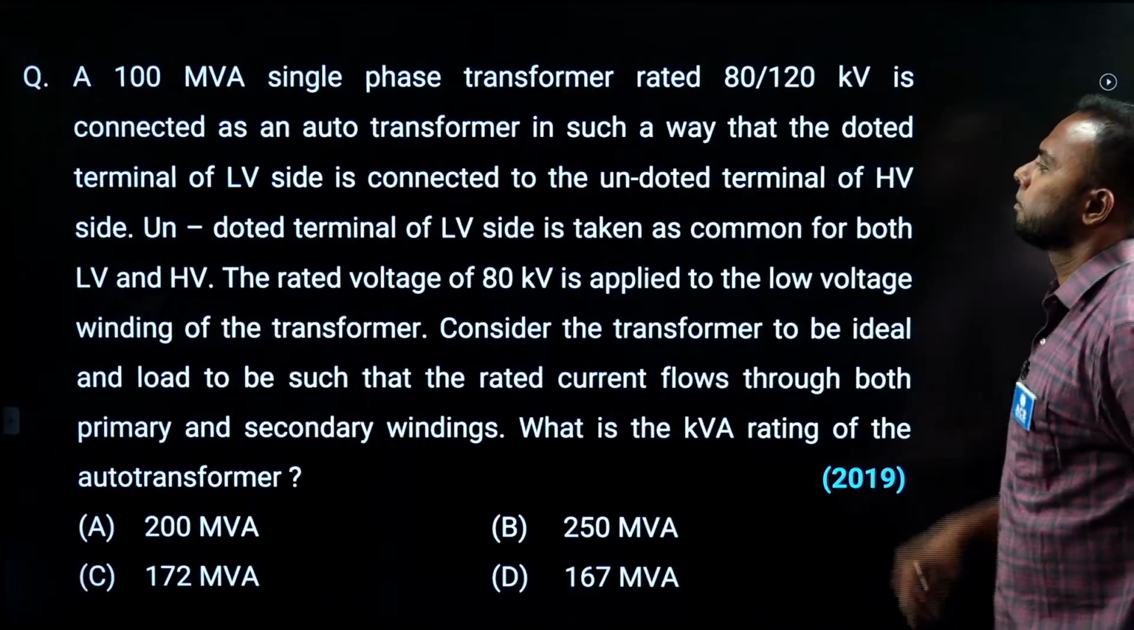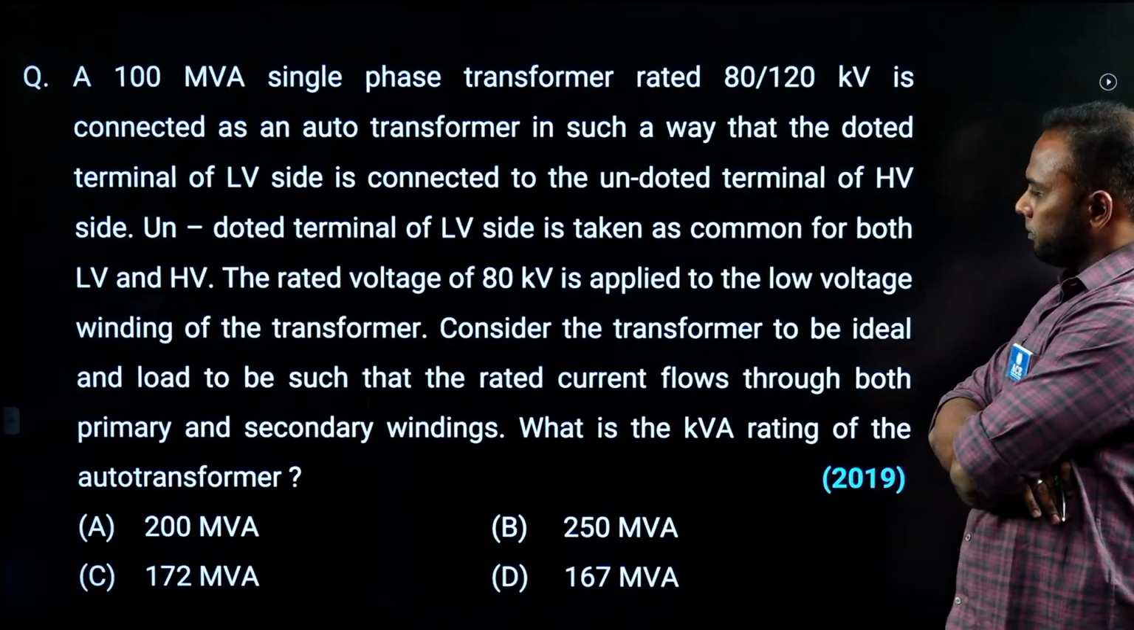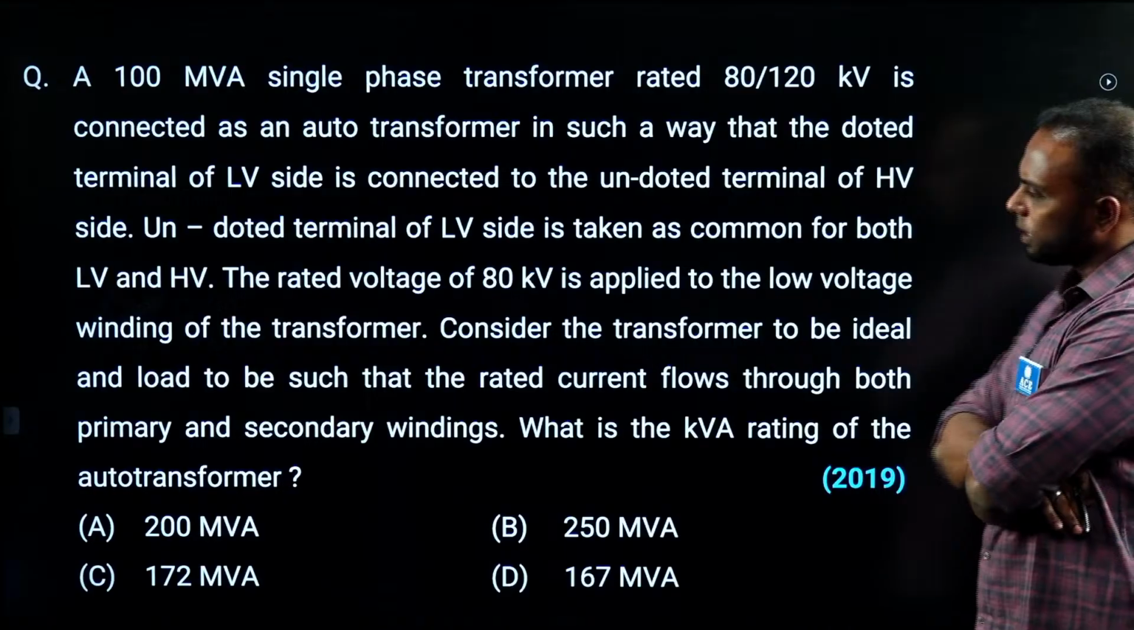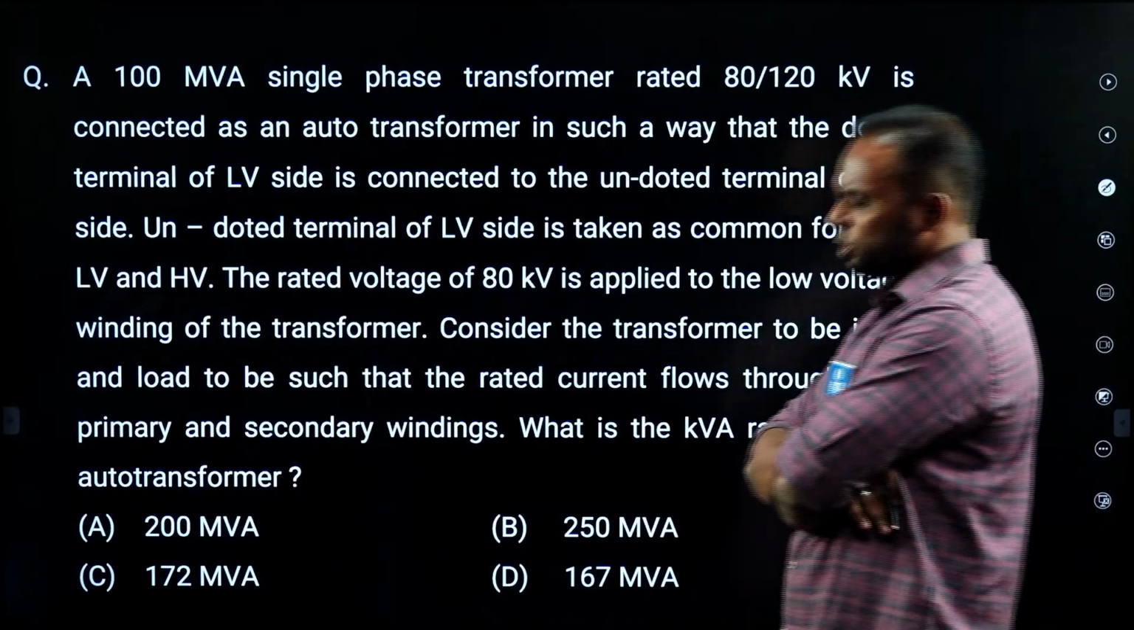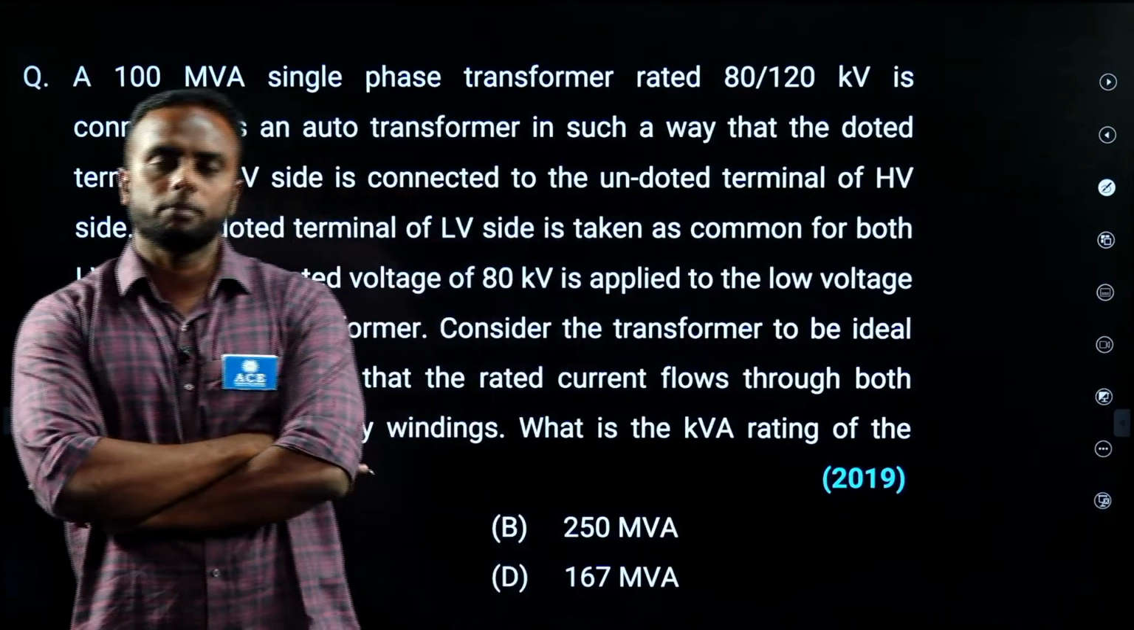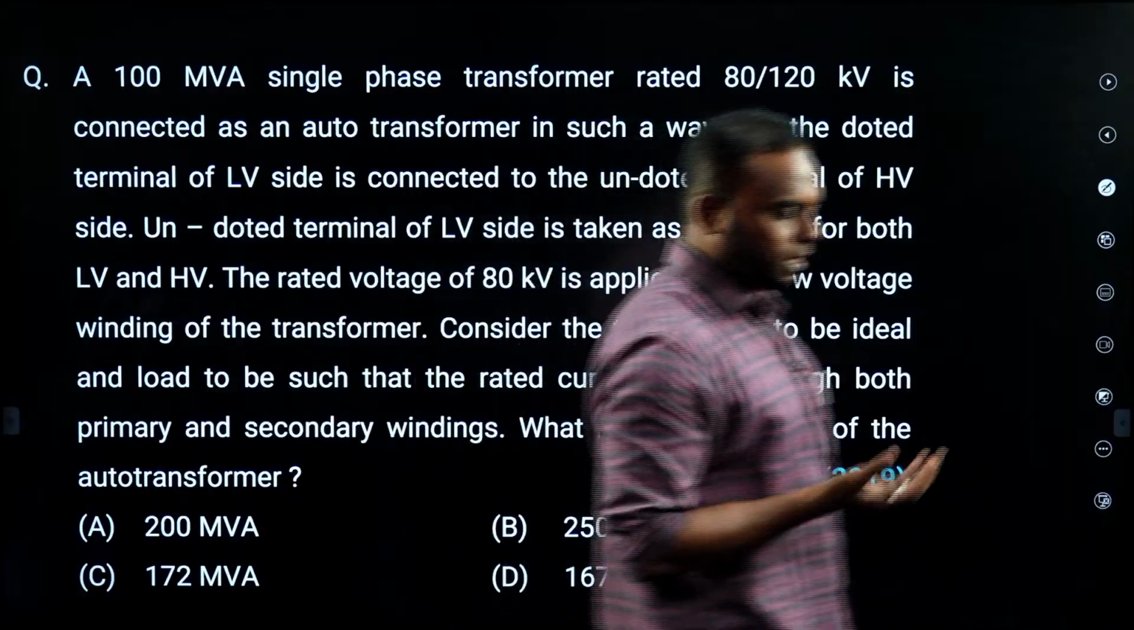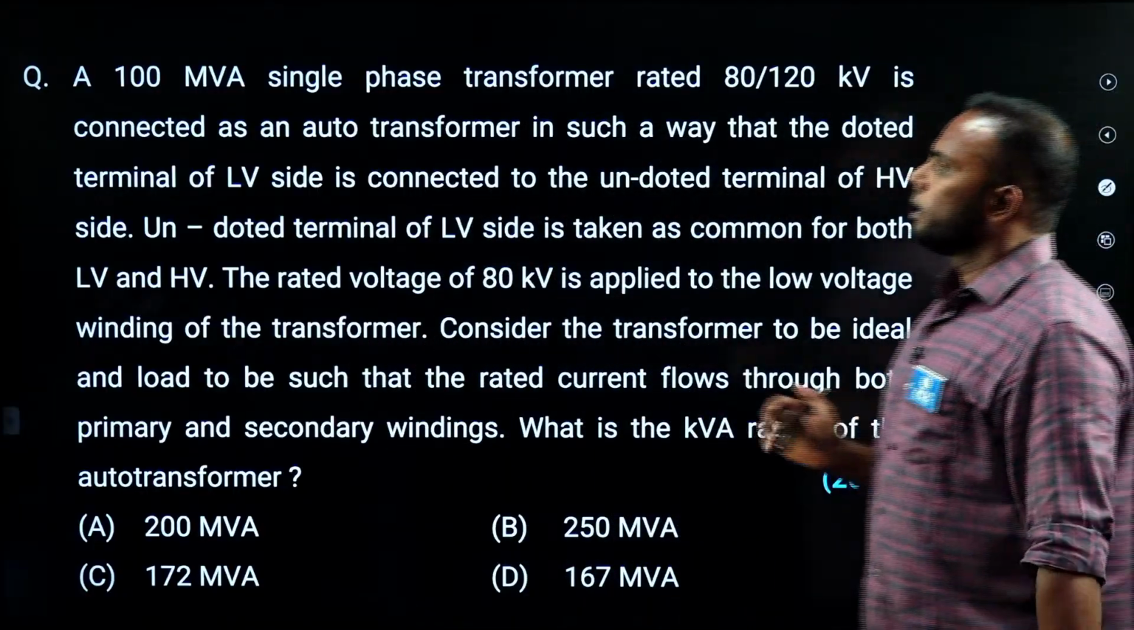Next. So try to solve this yourself. It is auto transformer related. The question is only a little lengthy, but with patience, a little bit slowly, we have to read this. Nothing is there. Try to read.